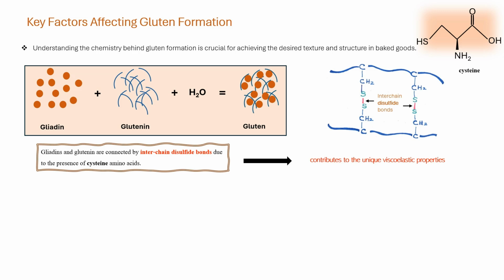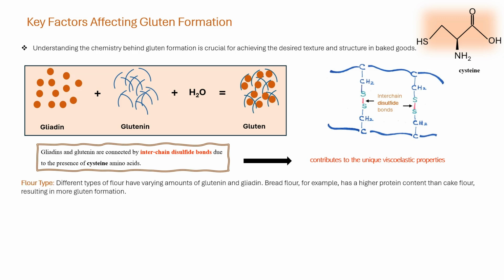The disulfide bonds are formed between amino acids. For example, cysteine is a sulfur-containing amino acid. So these cysteine amino acids form interchain disulfide bonds that contribute to the unique viscoelastic properties of the gluten.